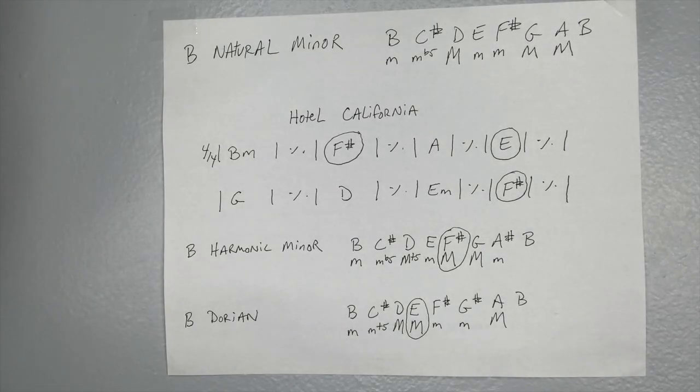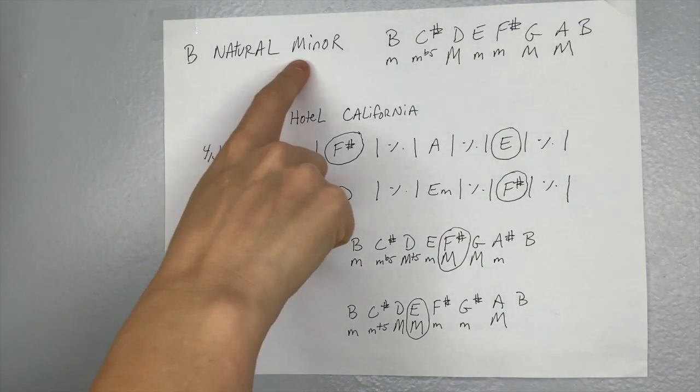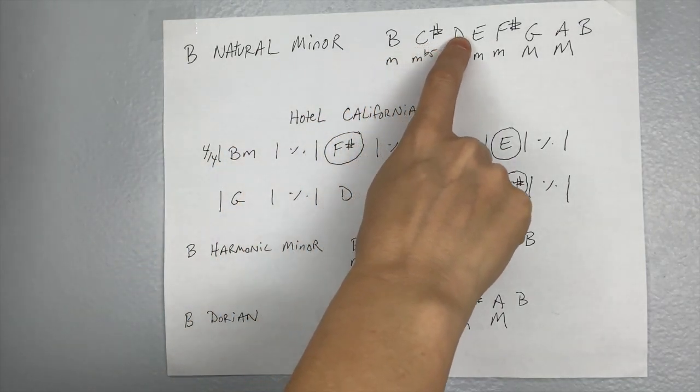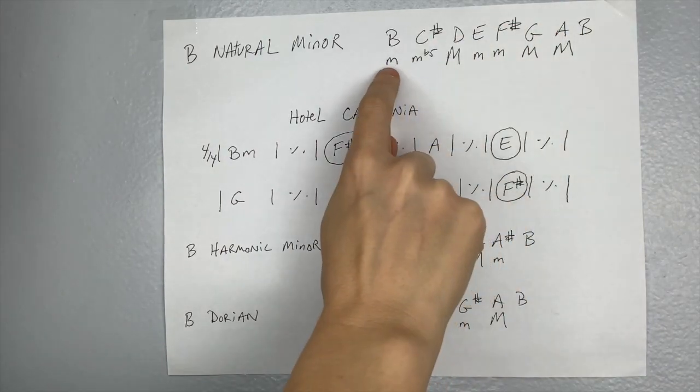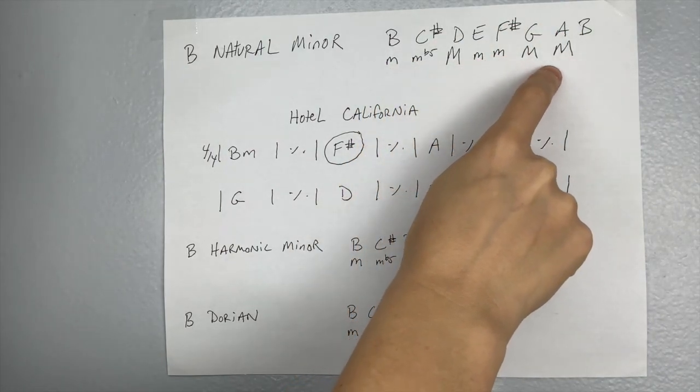There really is no one-size-fits-all scale that's going to work over this song. It's not like you can just play B pentatonic over the whole thing. I mean, it mostly works, but there are going to be some spots where it doesn't. It's mostly in B natural minor, and here are the notes in the scale, and then the corresponding chords.